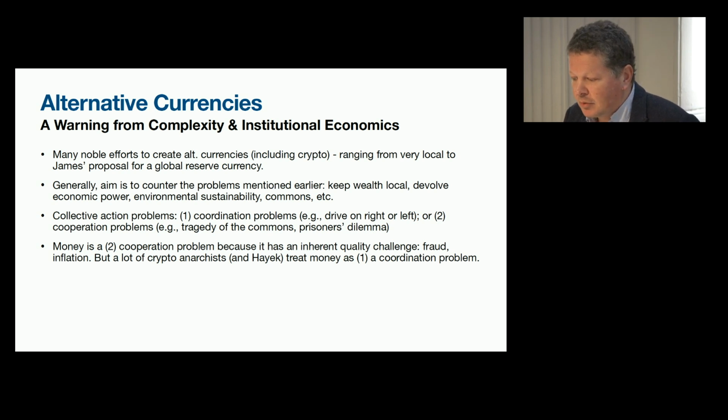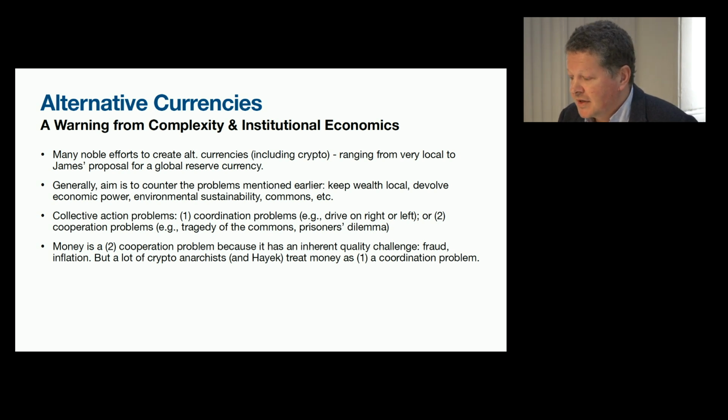It's a type 2 problem because it has an inherent quality challenge. We have the potential for fraud and inflation and other things. A lot of people frame money as if it's a type 1 problem. Hayek did this in the 1970s, when he was talking about the denationalization of money. He just thought banks could create money from scratch and people would choose. He didn't understand the quality problem well enough.